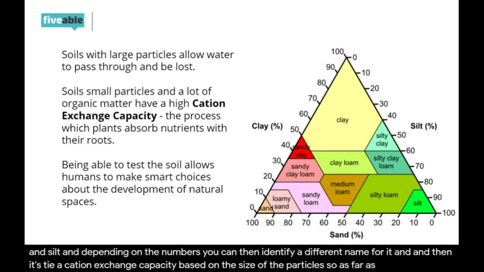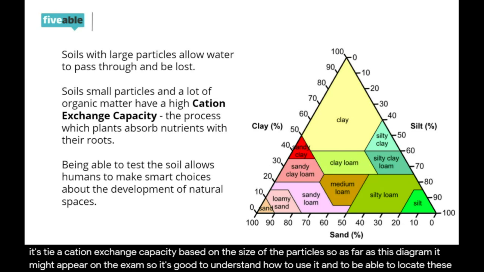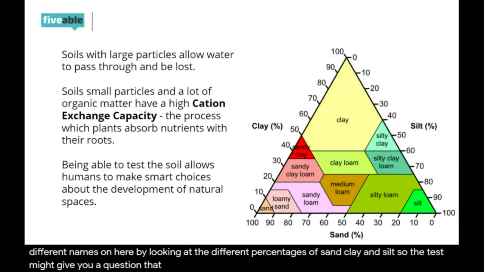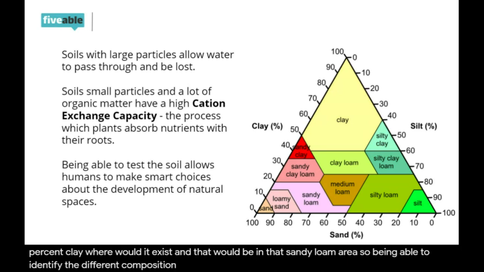So as far as this diagram, it might appear on the exam. So it's good to understand how to use it and to be able to locate these different names on here by looking at the different percentages of sand, clay, and silt. So the test might give you a question that says something like, if something contains 80% sand and say 20% clay, where would it exist? And that would be in that sandy loam area. So being able to identify the different composition there.